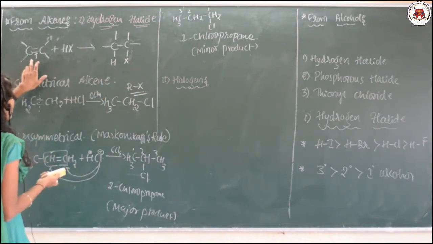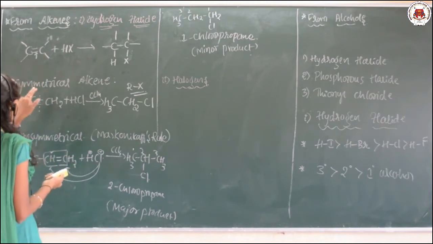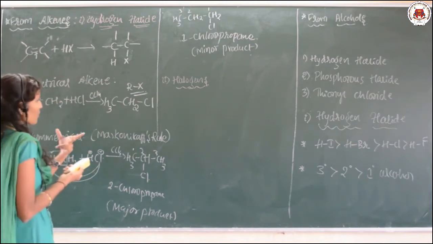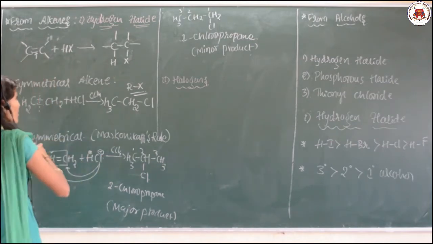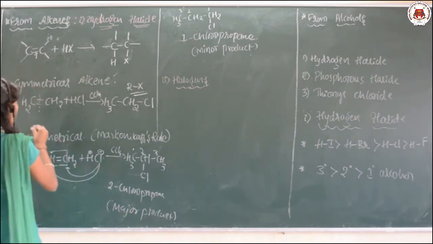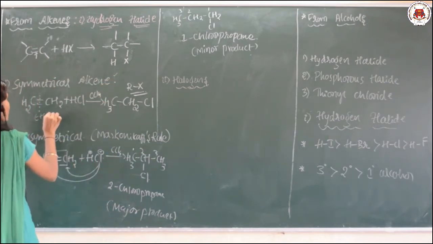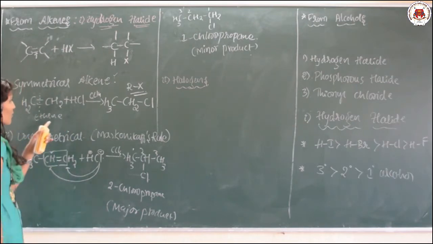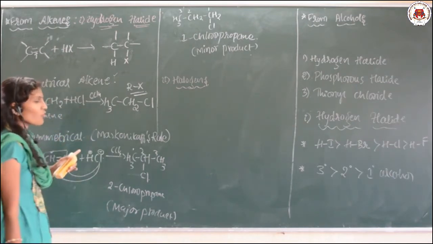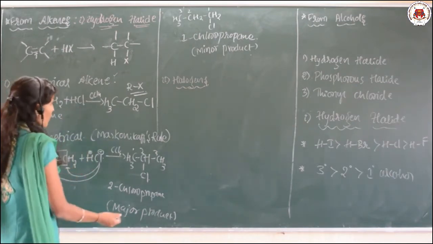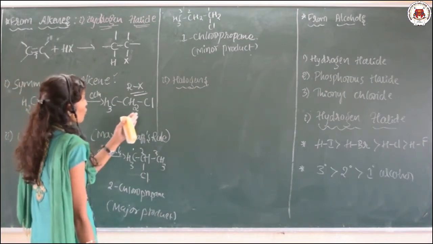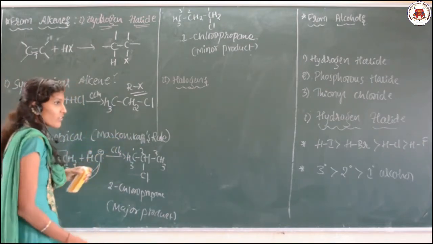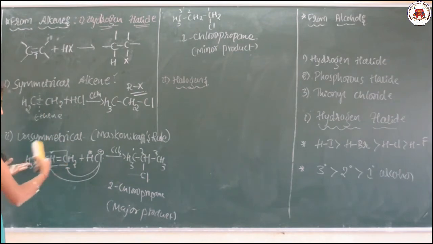Particularly, the alkene can be of two types: one is symmetrical alkene, and the other is unsymmetrical alkene. If I consider a symmetrical alkene, that is ethene, and I add HCl in the presence of the solvent carbon tetrachloride, we are going to get chloroethane as the product.